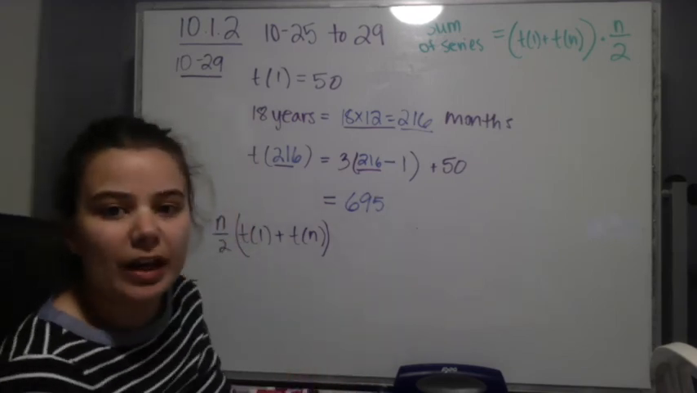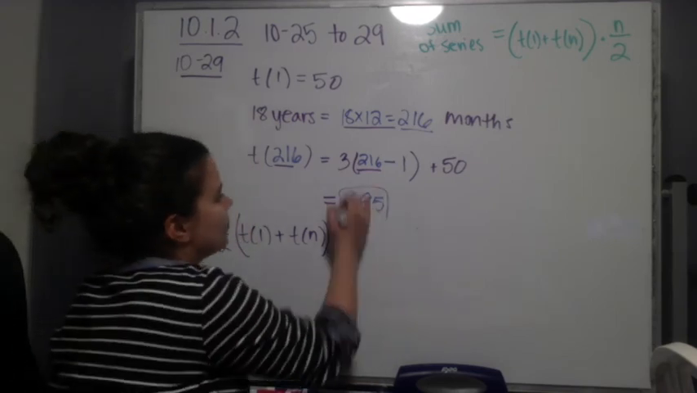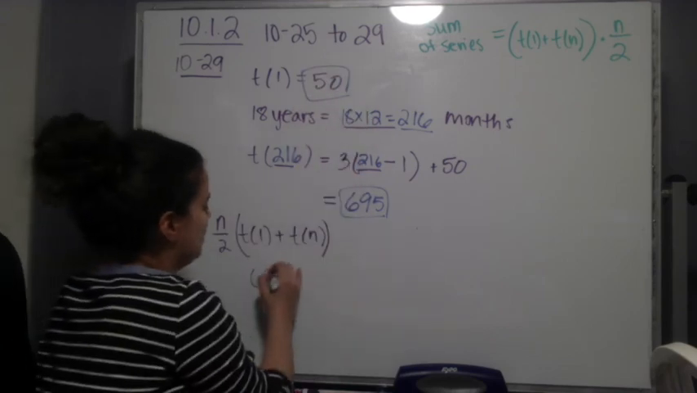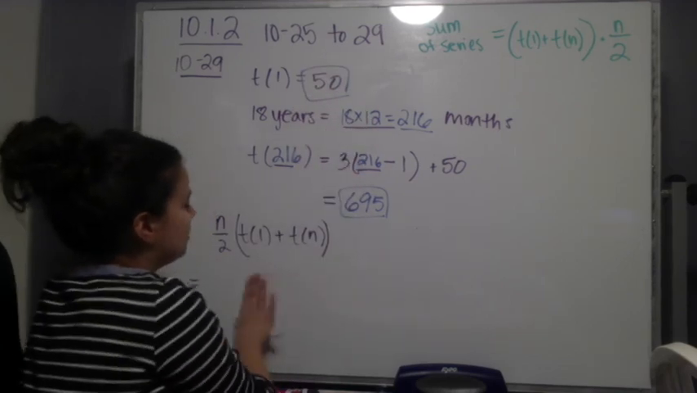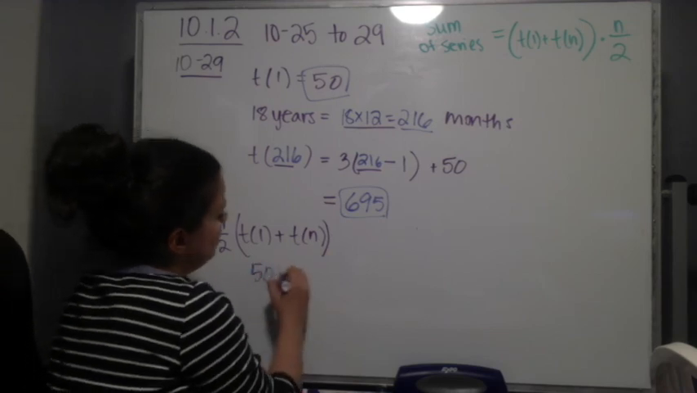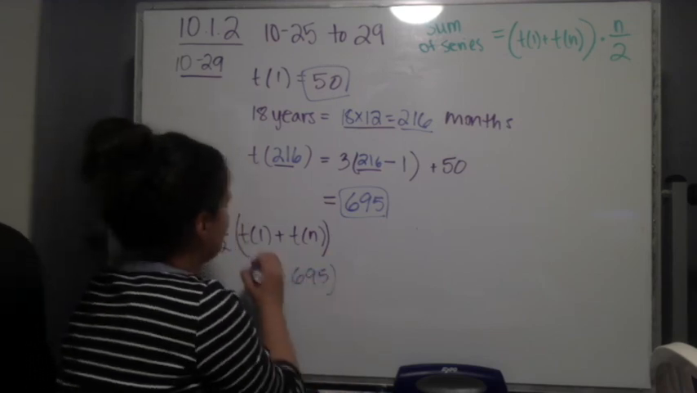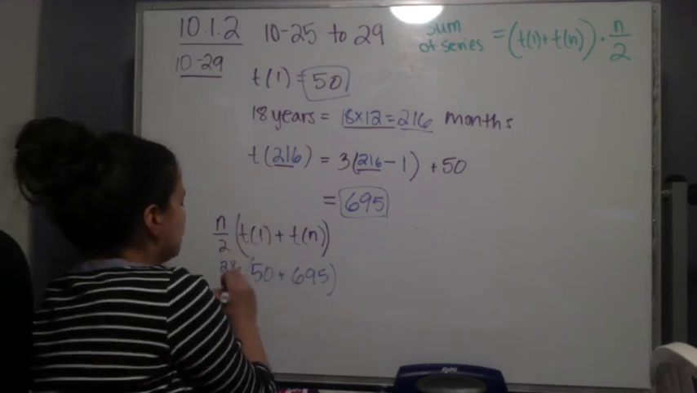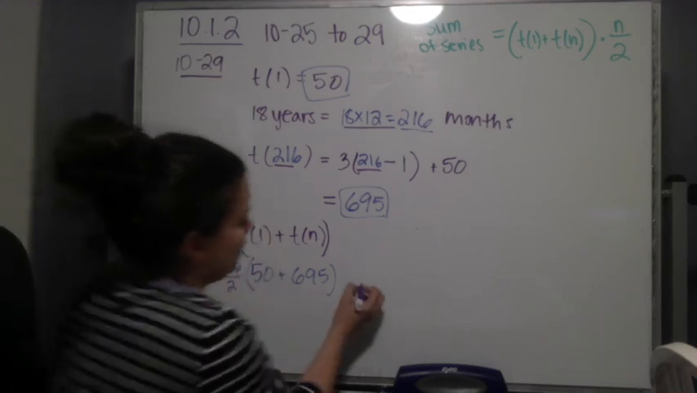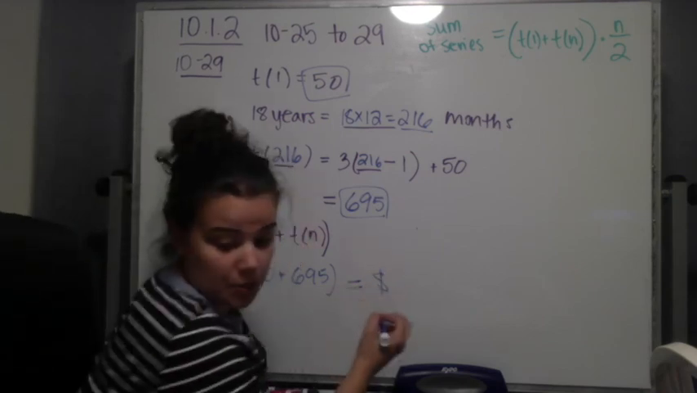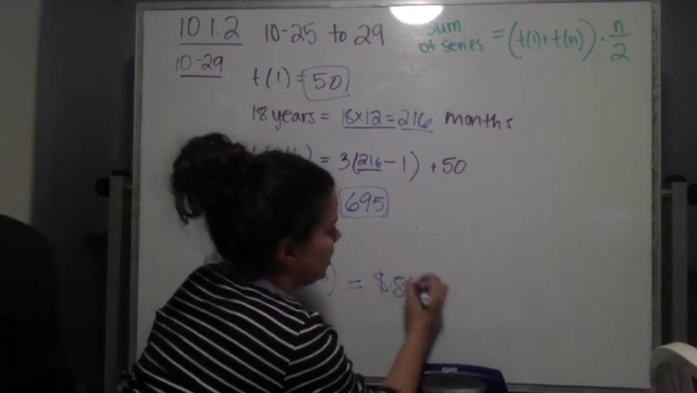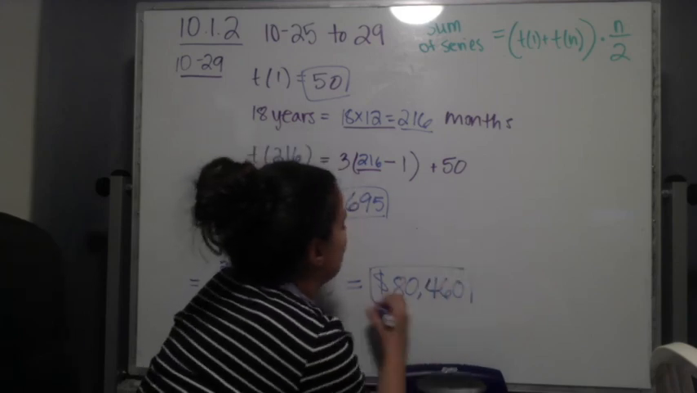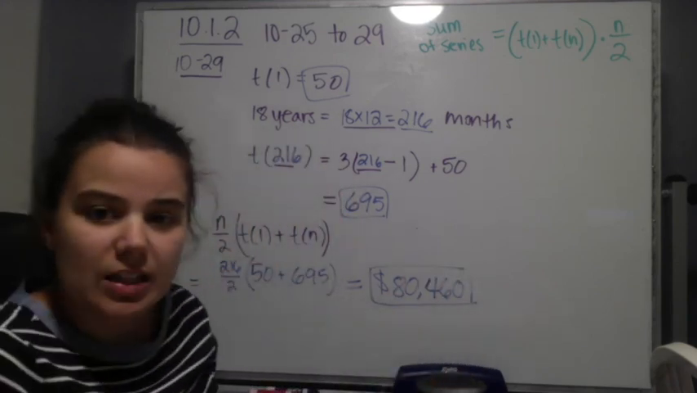And now we are ready to plug into our formula. So we have t of 216, t of 1. That's what we plug in here. Or let me line it up correctly. So 50 plus 695 times 216 divided by 2. And your uncle must be a very rich man because he is giving you $80,460 in total by the time you turn 18.